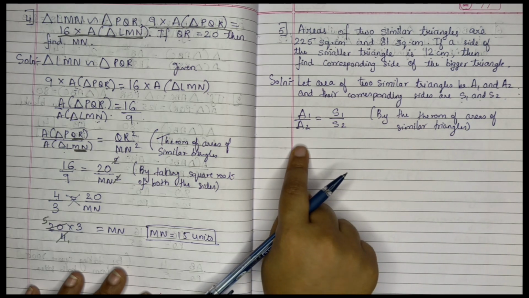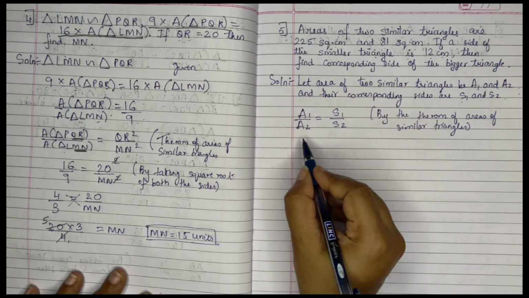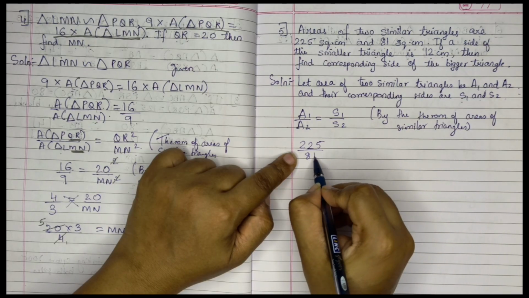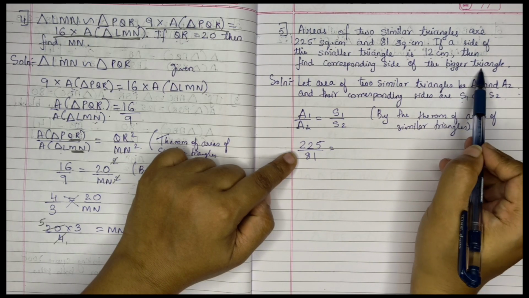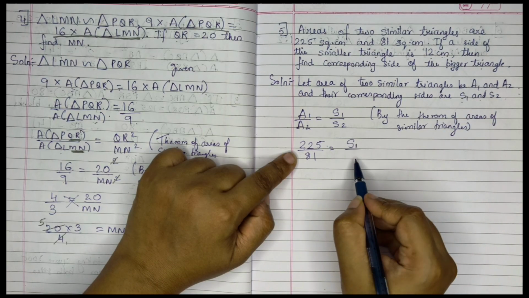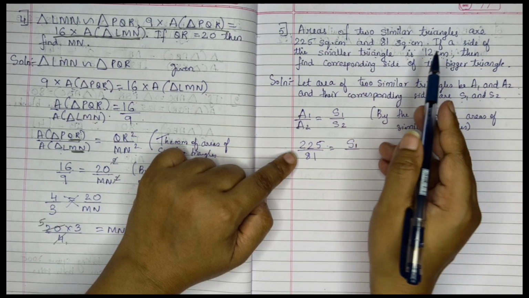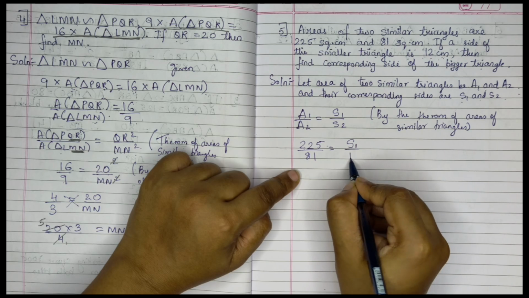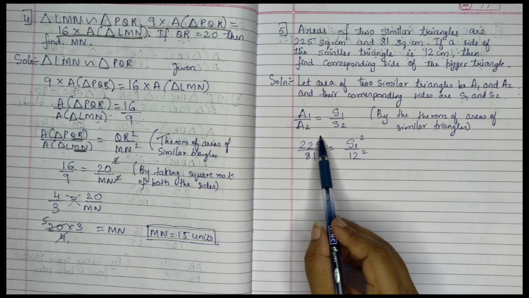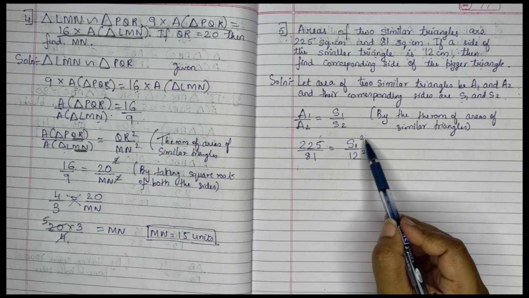Okay, now we will put the values A1 upon A2. Suppose the bigger triangle is A1, so A1 is 225. In place of A1 you write 225. The smaller triangle is 81. Now the corresponding side of the bigger triangle we don't know, so we will write S1 as it is, and S2 is 12. If the side of the smaller triangle is 12, so here we will take S2 as 12. You have to put the squares here, because the ratio of the areas of two similar triangles is equal to the ratio of the squares of their corresponding sides.